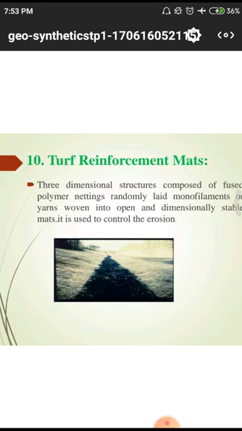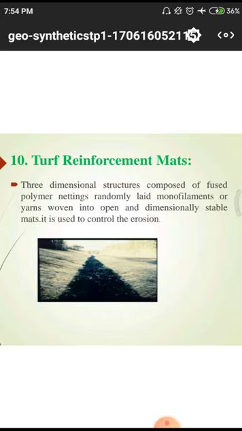After that, we have turf reinforcement mats. That means those are used as mats, like the ones in our home. We have to observe these normal mats. Those are simply three-dimensional structures composed of fused polymer netting, randomly laid monofilaments or yarns woven into open, dimensionally stable mats, so that they can be utilized for the control of erosion.